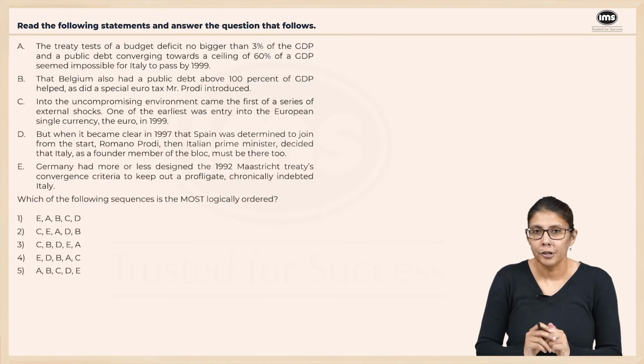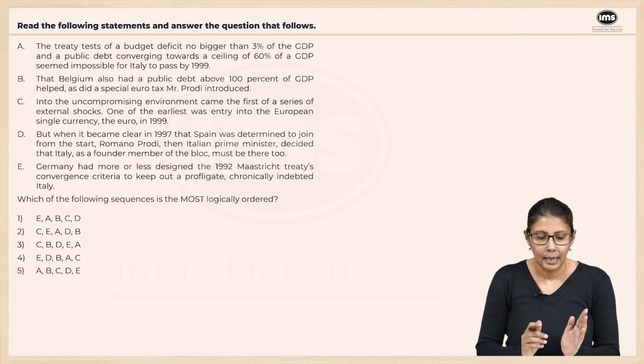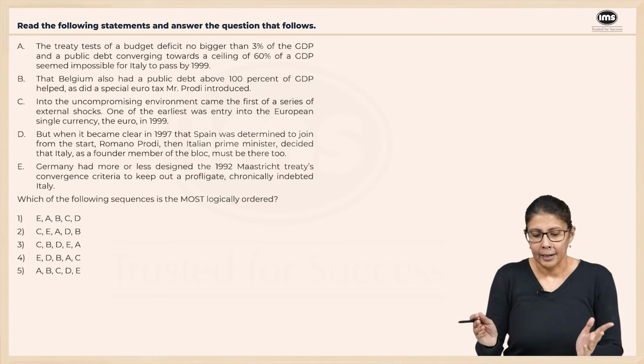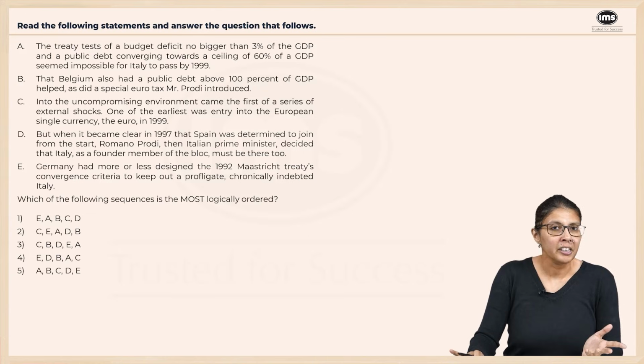Here we have a pretty interesting parajumble. We do have options, but we still use the sort link sequence. The first option says the treaty tests of a budget deficit no bigger than 3% of the GDP and a public debt converging towards a ceiling of 60% of a GDP seemed impossible for Italy to pass by 1999. What this is saying is that a treaty required Italy to conform to certain standards, but Italy was not likely to meet those standards.